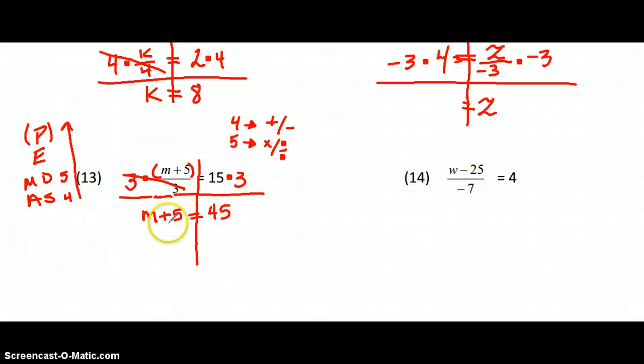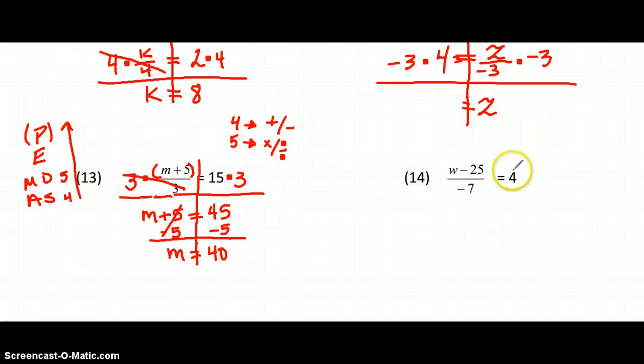And now this is a simple old addition equation. What plus 5 is 45? Let's get rid of adding and subtracting. Opposite of plus 5 is negative 5 or minus 5. Draw your equals line. 5's go away. M equals 40.